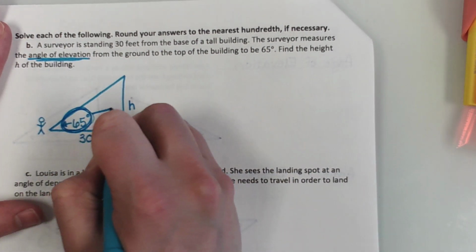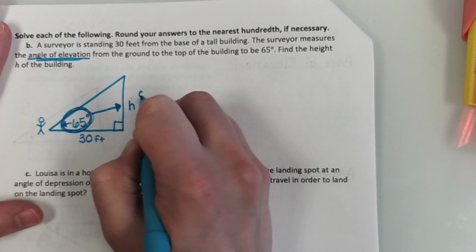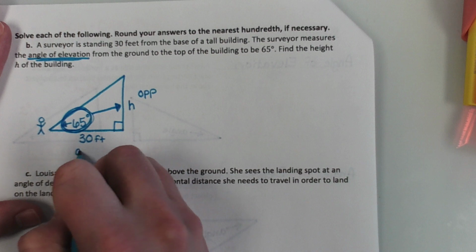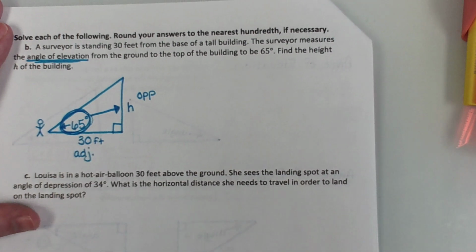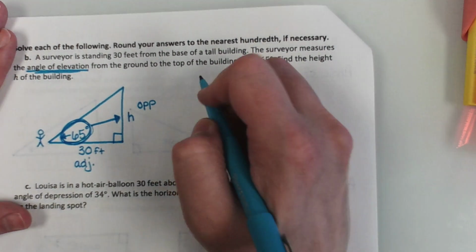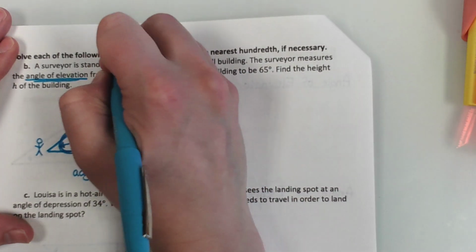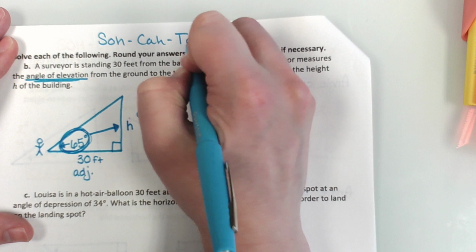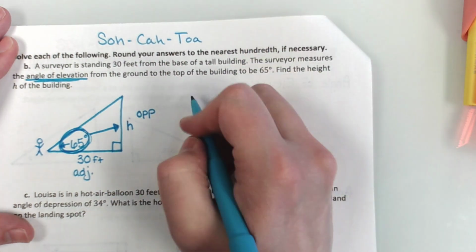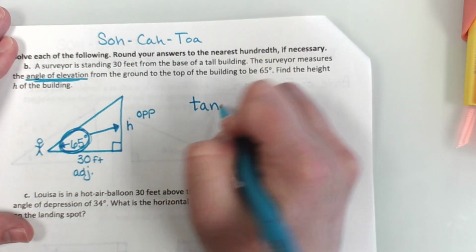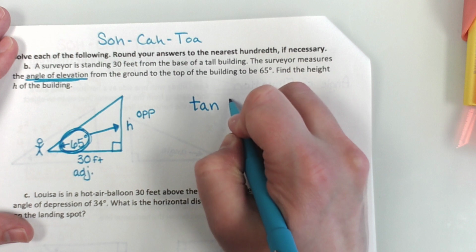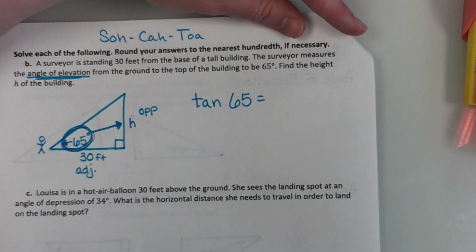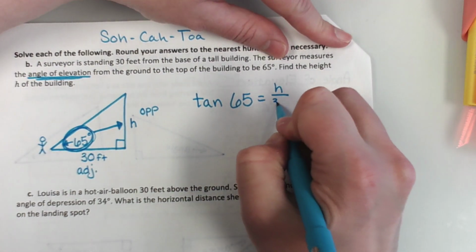Making H the opposite, because I'm going across to get to it. 30 is the adjacent. What trig ratio? Oh, tangent. Tangent, because if I'm using SOHCAHTOA, I've got O and A. O and A show up in the TOA, and T stands for tangent. Tangent of 65, the angle, equals H over 30.